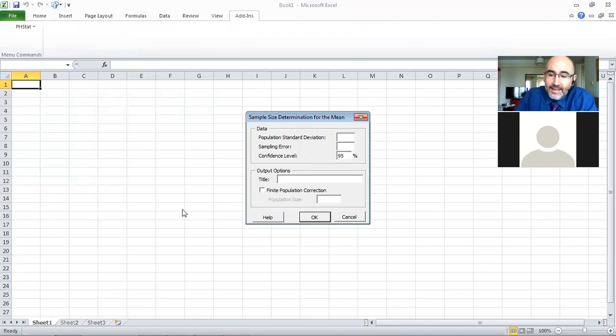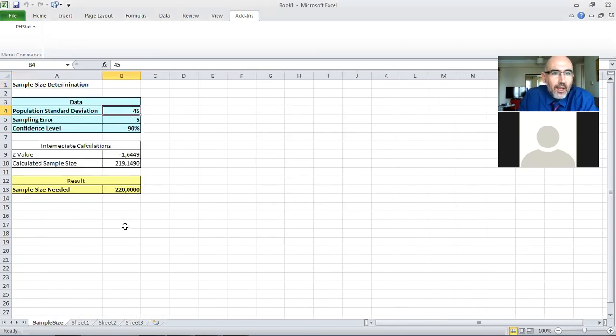Now, in our example, in our slides, we had the population standard deviation as 45. Error margin was requested to be plus and minus 5. Confidence was requested to be 90. At this point, let's not worry about the finite population correction, and let's do it. Okay. And so this is the example that we did on the slide, and the result is the same.